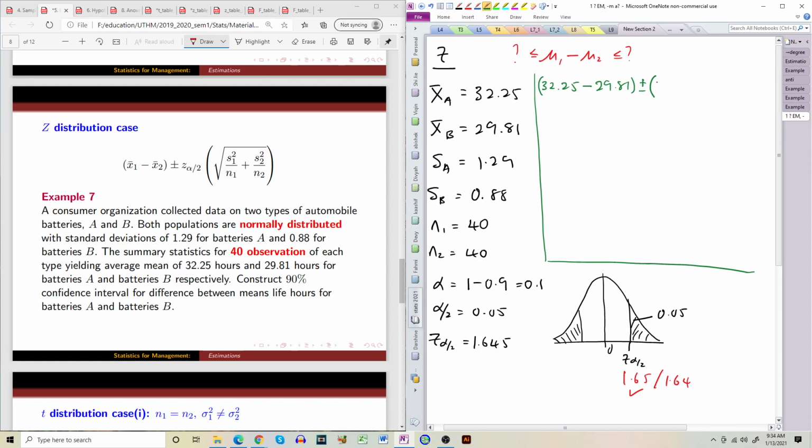My critical value is 1.645. My standard deviation for the first one is this, and one is 40 plus this part. Okay, can you guys compute this and let me know what is the answer?